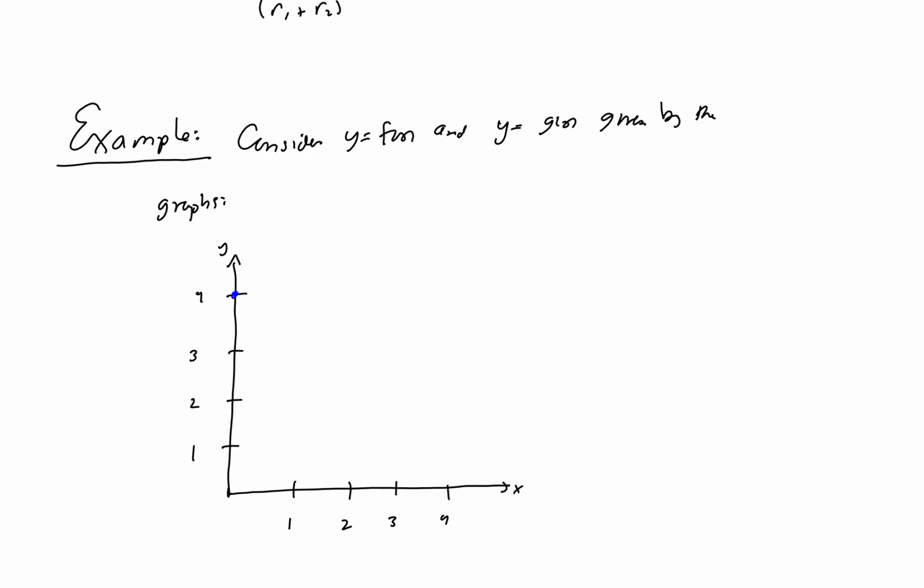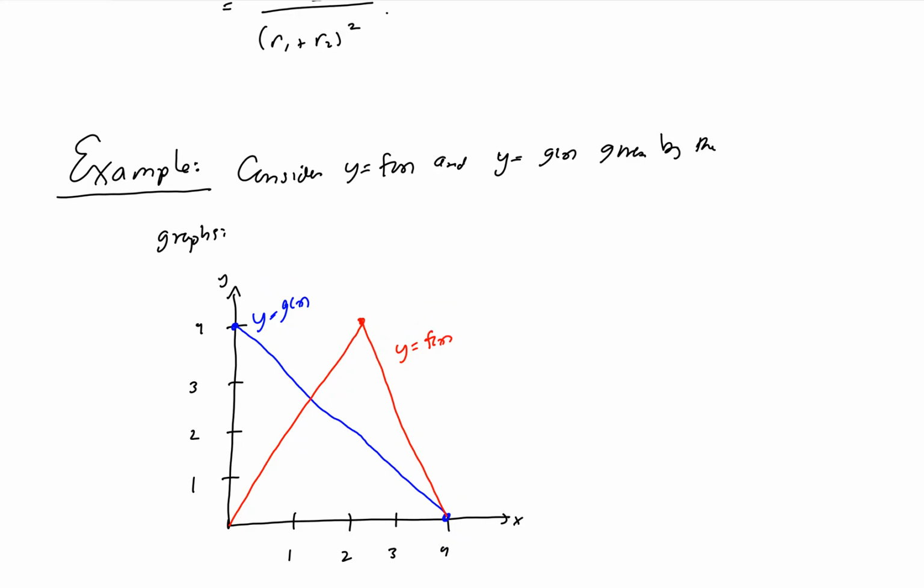So for this one, we're going to start here and go all the way down. So think of this as just a line, y equals g of x. And for this one, we're going to go, let's say, up here, 2, 4, and then down like this. It's f of x. So those are our functions.